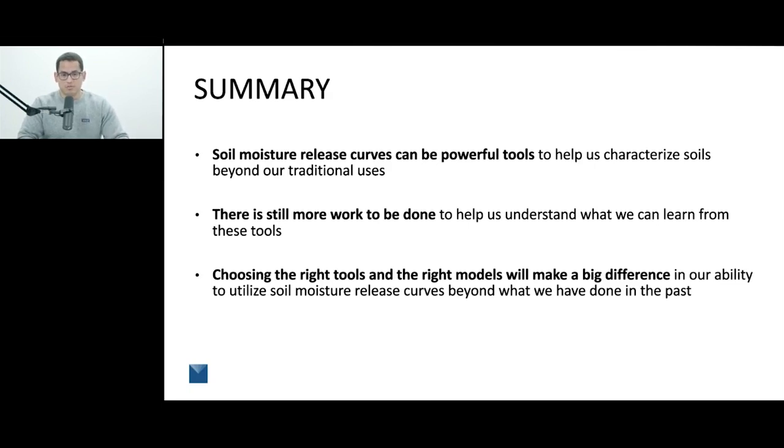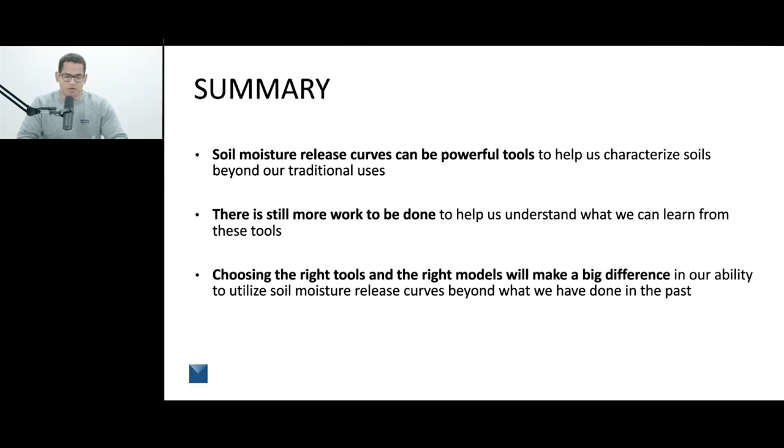And so the second point is that there is more work that needs to be done so we can better understand how we can learn from these tools, utilize the information that's within the soil moisture release curve, and build our capabilities. And this is continuing to be done, and I'm really looking forward to seeing what additional work comes out of this, how we can use these powerful tools. And then lastly, choosing the right tools and the right models will make a big difference in our ability to utilize soil moisture release curves beyond what we've done in the past.